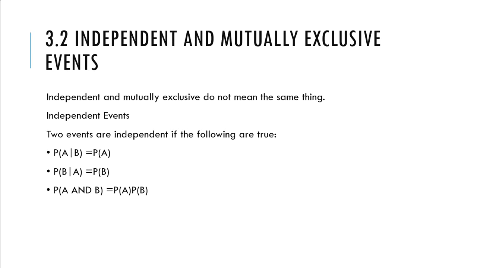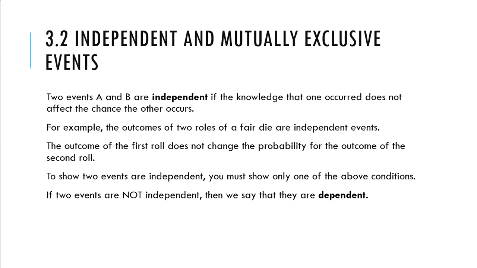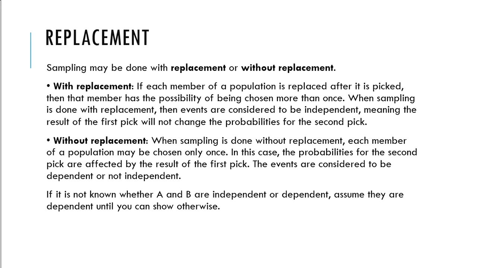So you just want to test them. We did this in the last section, so they're not that difficult. Two events A and B are independent if the knowledge that one occurs doesn't affect the chance of the other occurring. For example, the outcomes of two rolls of a fair die are independent events. The outcome of the first roll doesn't change the probability of the outcome of the second roll. To show two events are independent, you must show one of the above conditions. If two events are not independent, they're dependent, which means they depend on one another.